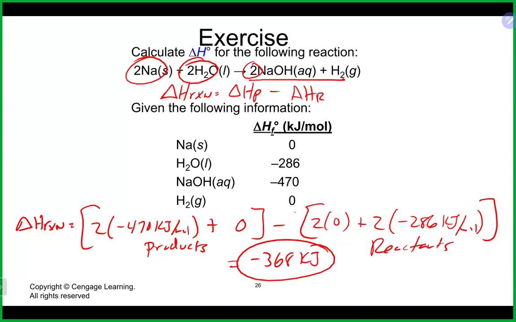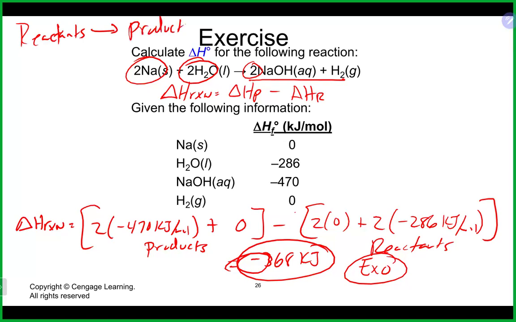Are there any questions on the calculation there? Is the reaction endothermic or exothermic? It is exothermic, right? And again, it is the negative that tells us that in this particular case. Any questions on that there? Yeah. So when you look at an equation, reactants are always on the left-hand side of the arrow. Products are always on the right-hand side of the arrow. Yeah. Other questions?